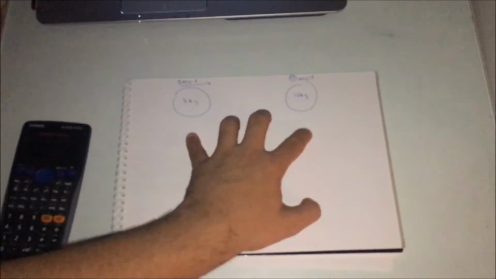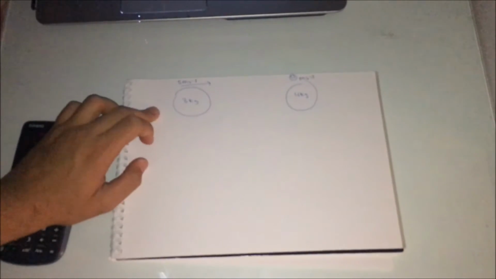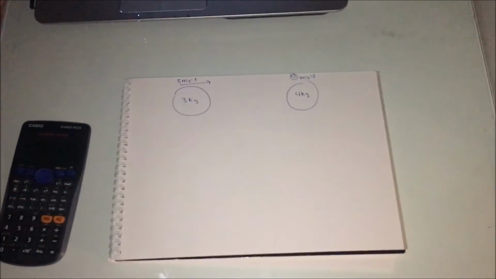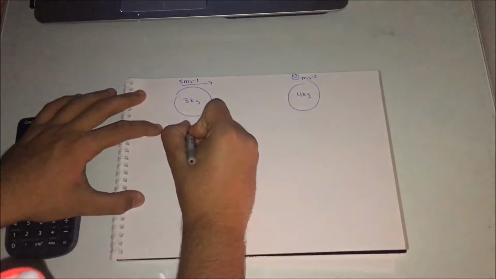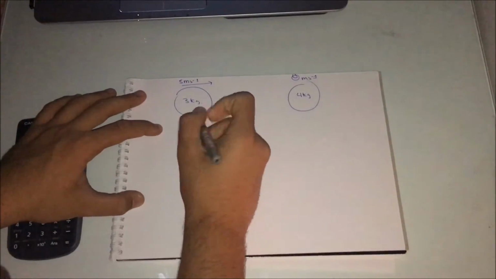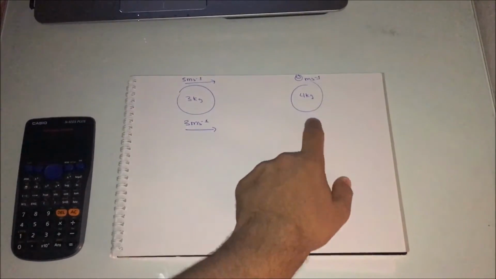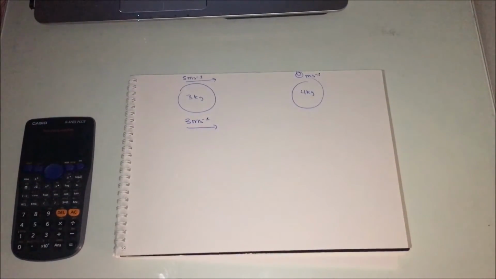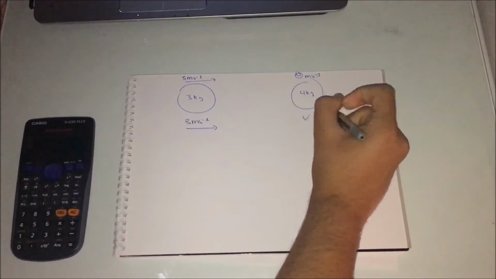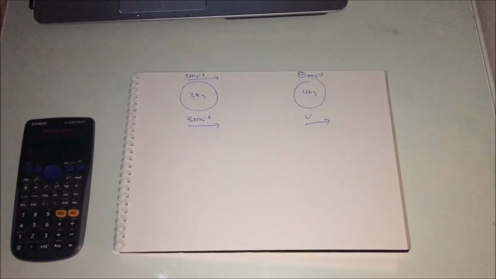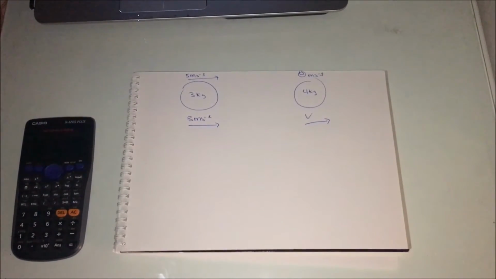And let's assume that after the balls collide, the 3 kilogram ball loses some of its speed, and it becomes 3 meters per second. And it's still heading in the same direction. And this 4 kilogram ball is going to have velocity v. So we don't know the velocity, and we're going to try to find it out.